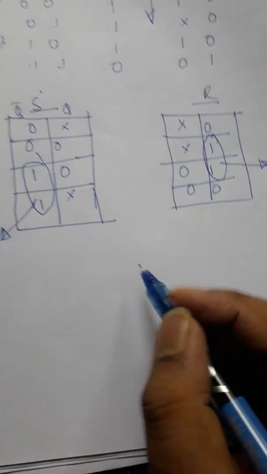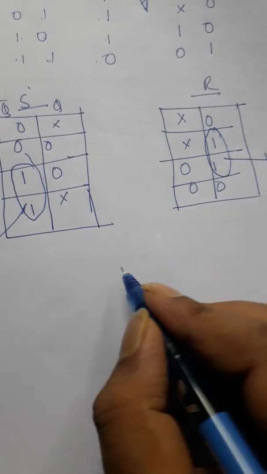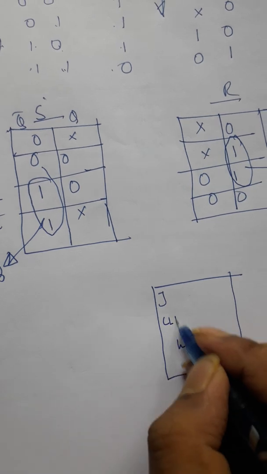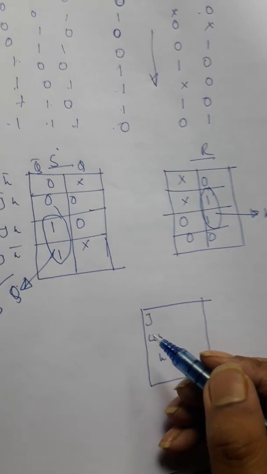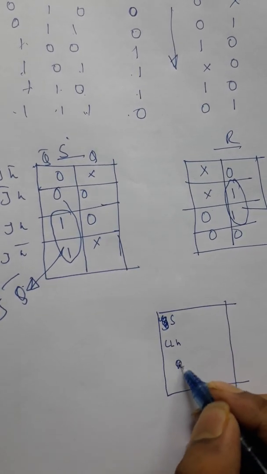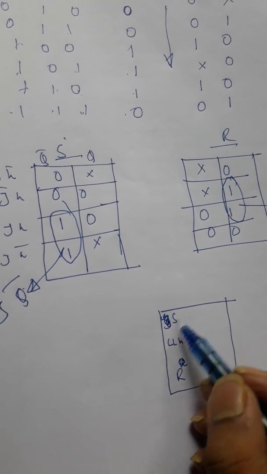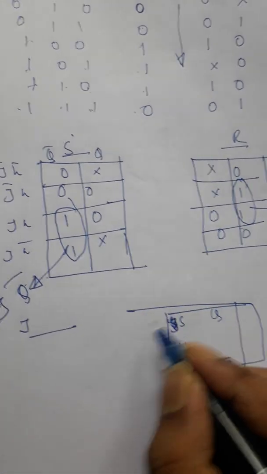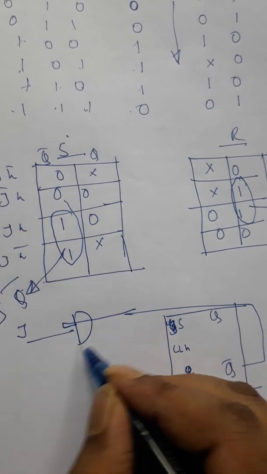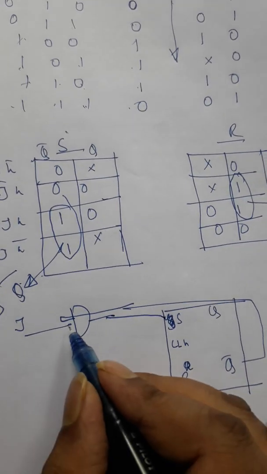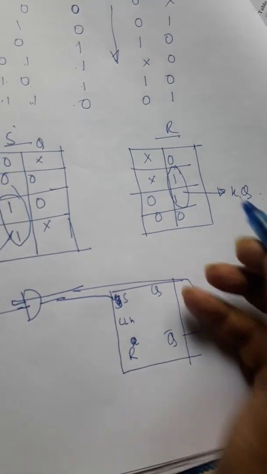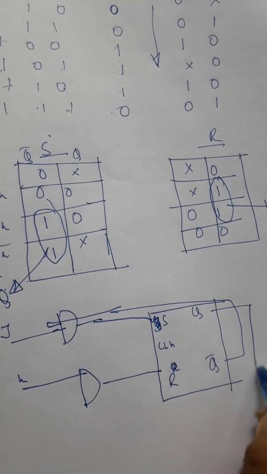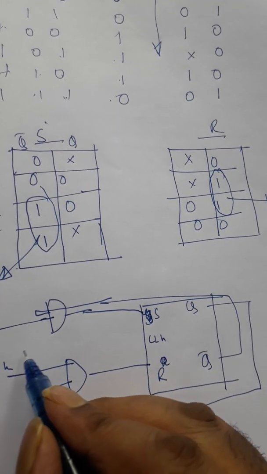Now we take the JK flip flop clock. What we want to do is, we take an SR flip flop and we want to convert it to a JK flip flop. So what is S? S is J Q bar. So we take J and Q bar, AND them, and put it to S. And in the case of R, it will be K Q. So this is K, and we take Q and put it here, and this is our clock.